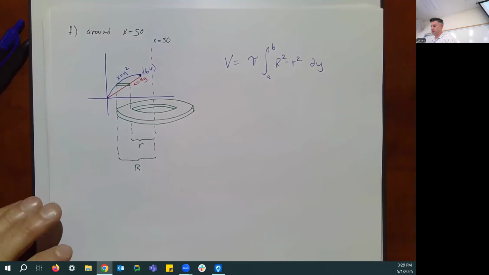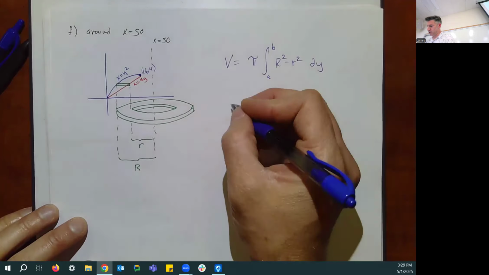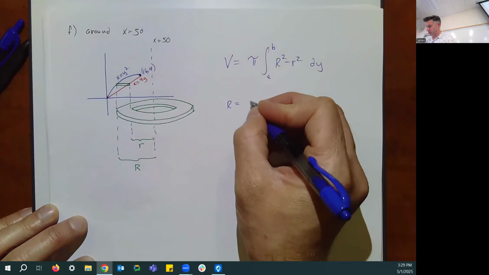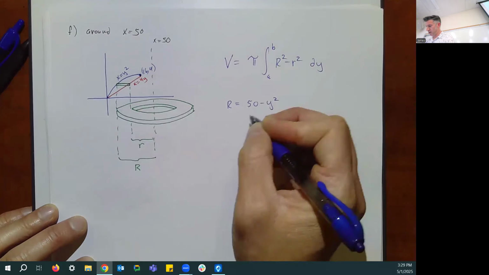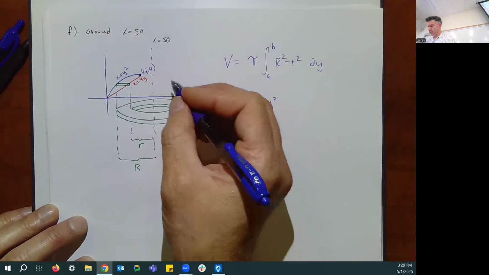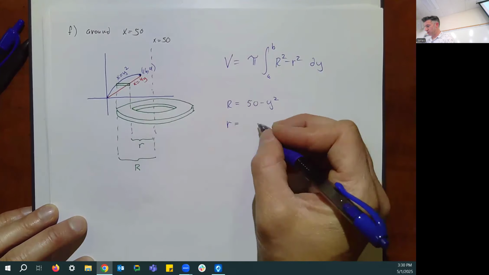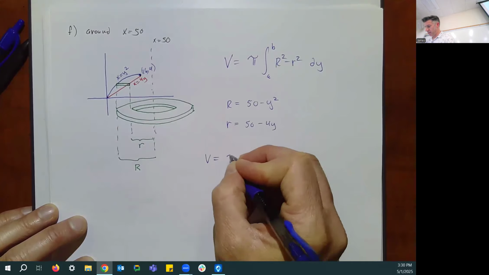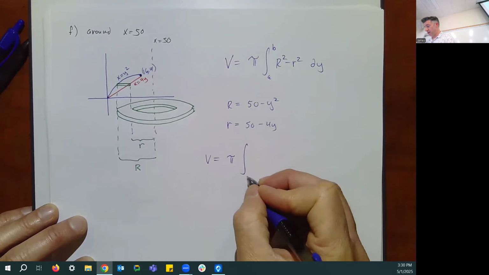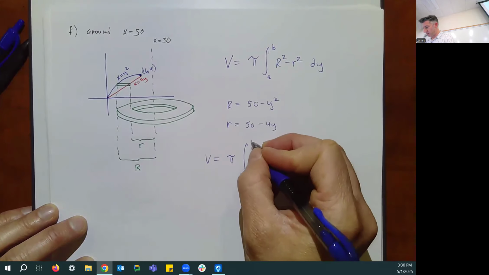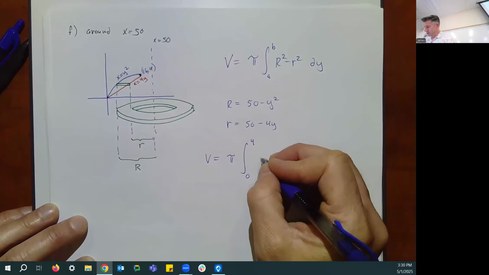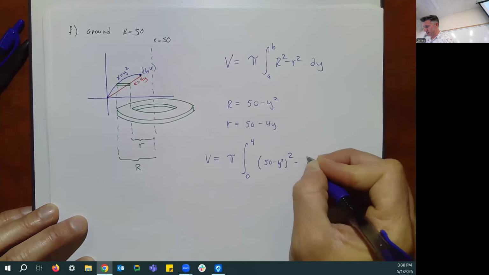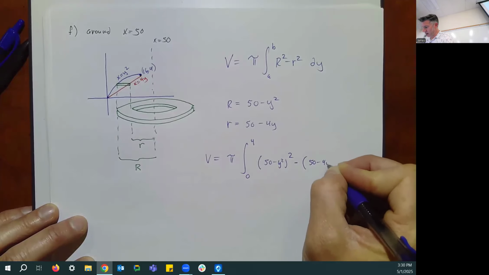So let's see here. Our larger radius should be 50 minus the further away function, which is y squared. Our smaller radius should be the difference between 50 and the closer function, which is 4y. So our volume should be pi times the integral from y equals 0 to y equals 4 of (50 minus y squared) squared minus (50 minus 4y) squared dy.